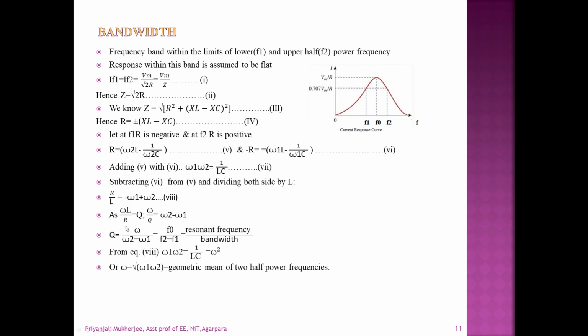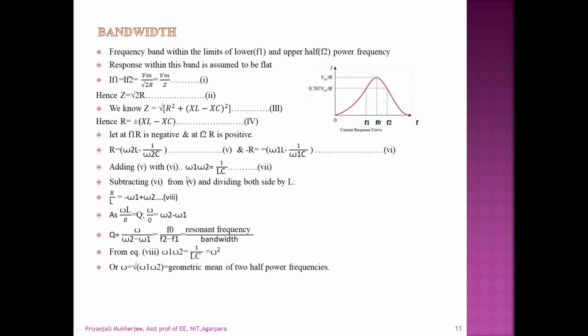Now we know that Q is omega L by R, or omega by Q is omega 2 minus omega 1. Whereas you can say that Q is equal to omega by omega 2 minus omega 1. Omega is 2 pi F, omega 2 is 2 pi F2 minus 2 pi F1. So 2 pi can be cancelled out in both numerator and denominator, so it becomes the resonant frequency by the bandwidth. In this way, we can relate the Q factor with the bandwidth, and the Q factor is the ratio of resonant frequency by bandwidth.